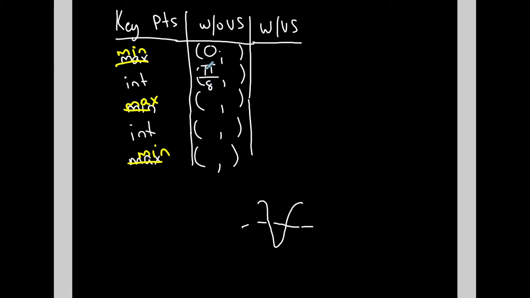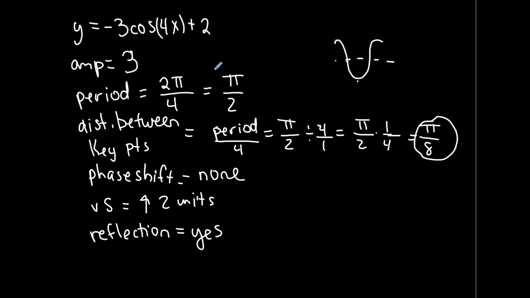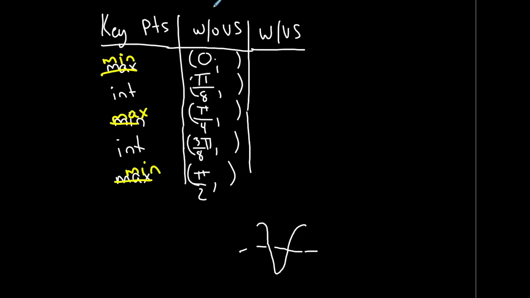And if you're not good with pi, 1/8 plus 1/8 is 2/8. 2/8 is 1/4, pi over 4. 2/8 plus 1/8 is 3/8, or 3 pi over 8. 3/8 plus 1/8 is 4/8, or 1/2, or pi over 2. The distance from the start to finish is pi over 2 radians, right? I go pi over 2 minus 0. That distance between the last x-coordinate and the first x-coordinate is pi over 2. We said that the period was pi over 2. It should match that. That's a quick check to make sure I did these properly, and so far, so good.